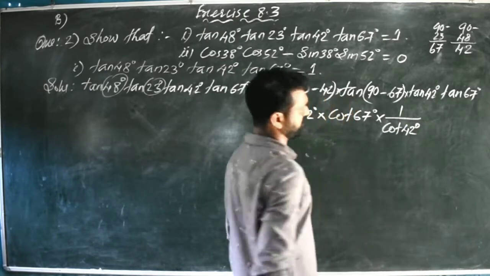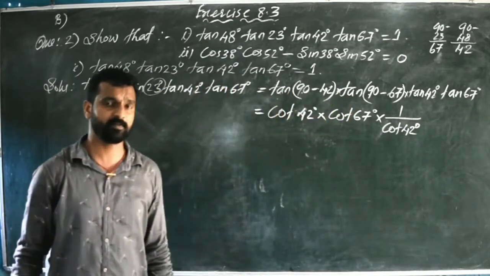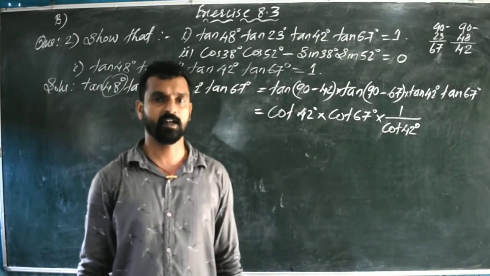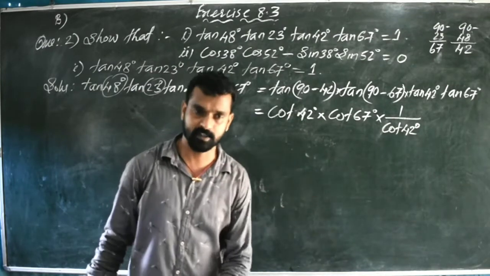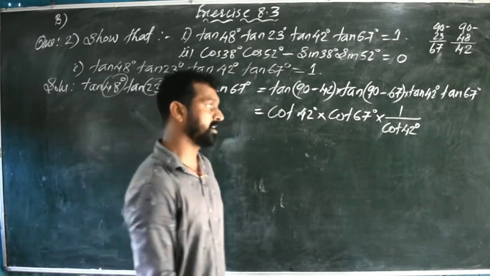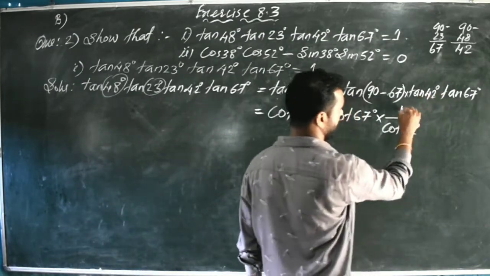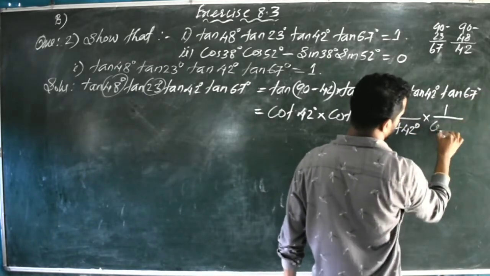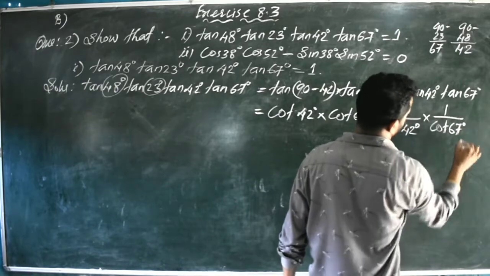When we studied the trigonometric ratios, we studied the formula that tan theta is the reciprocal ratio of cot theta and cot theta is the reciprocal ratio of tan theta. So tan theta is equal to, we can write 1 by cot theta. So tan 42 is equal to 1 divided by cot 42, × tan 67 is equal to 1 divided by cot 67°.